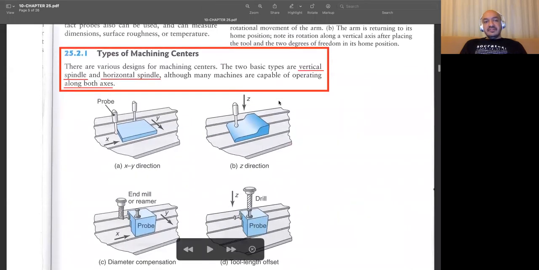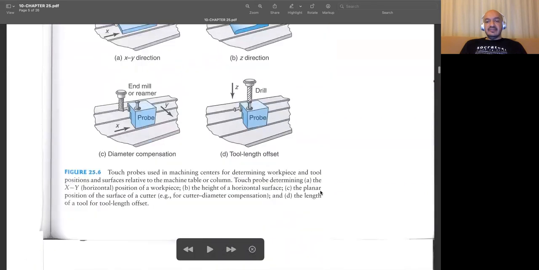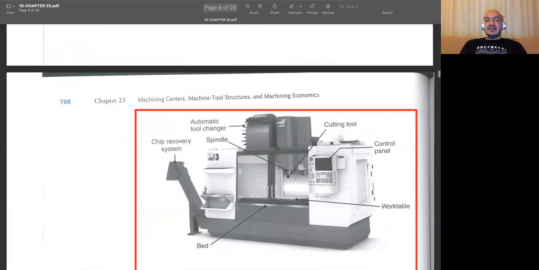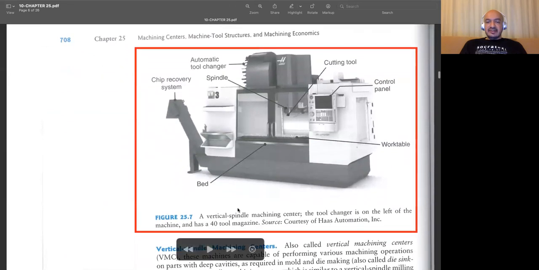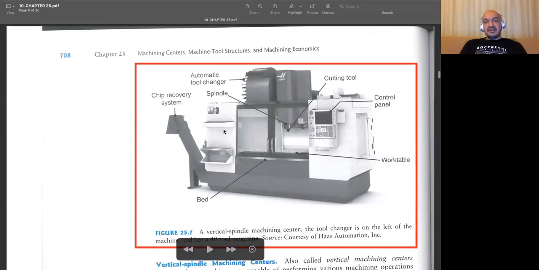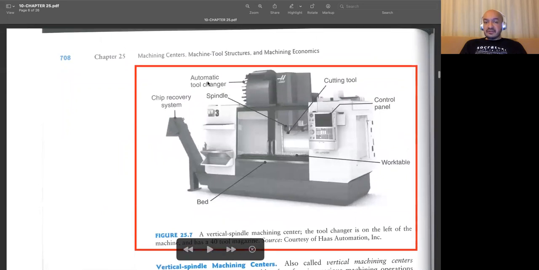We know that there are different types of machining centers. There are vertical spindle, horizontal spindle, or you may have some machining centers having both types of spindles, but obviously they are expensive. But they're highly productive. You can machine any workpiece. This is an example of a vertical spindle machining center. We have a similar version in our machine shop. As you see, they usually have automatic tool changers and a control panel, and a work table.